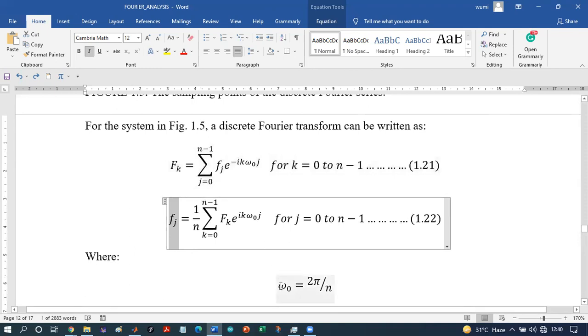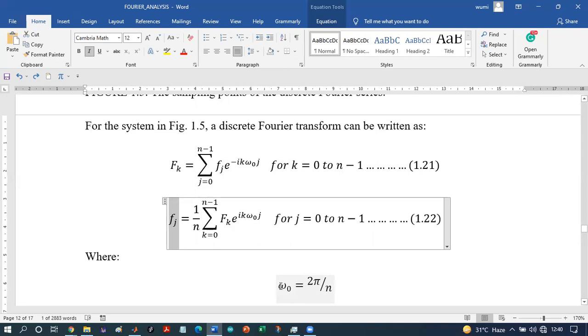In this DFT, the omega naught, which is the angular frequency, is given by 2 pi divided by n. So omega naught is 2 pi divided by n. Remember in the continuous time case, the omega naught was 2 pi divided by t. But in the case of the discrete time, it is 2 pi divided by n, where n is equal to the number of samples.